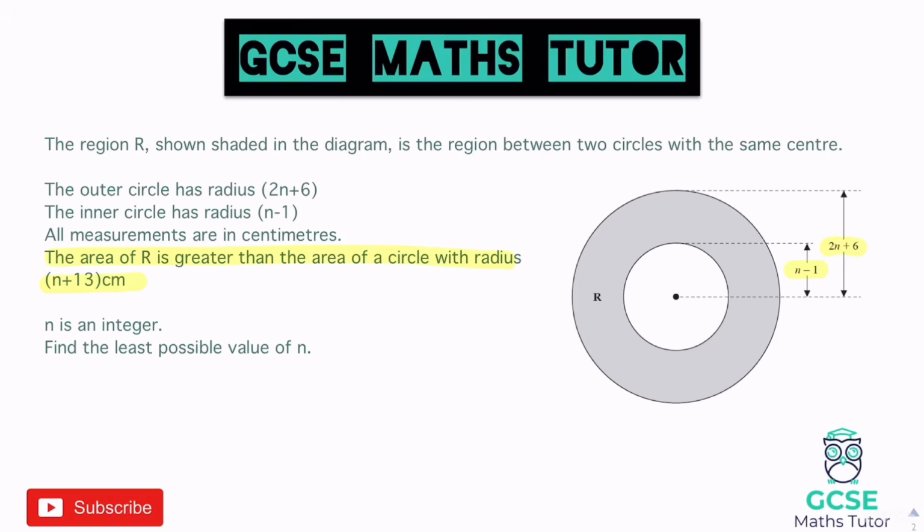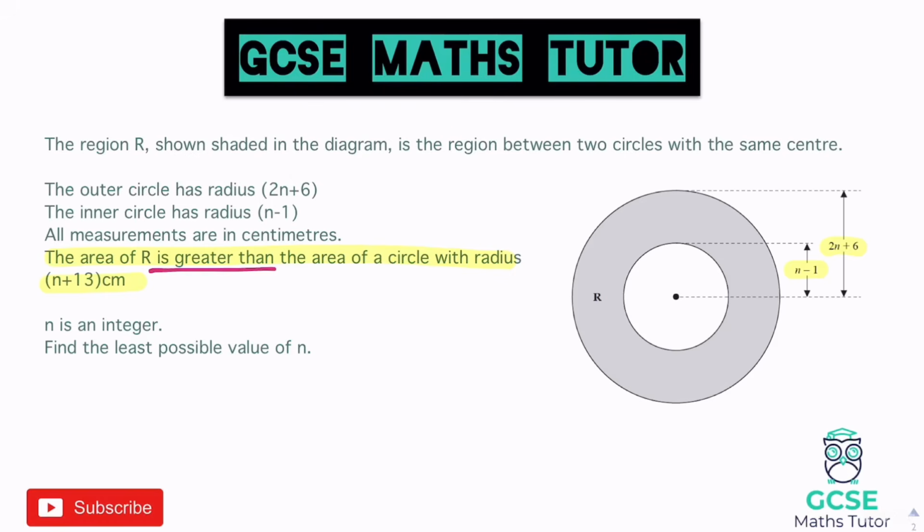That's our hint that we're going to be using an inequality. It says the area of R is greater than the area of this other circle. It says n is an integer, so a whole number, find the least possible value of n. Obviously, to do this, we need to find out the area of that shaded region, because the area of that region is greater than the area of this other circle.